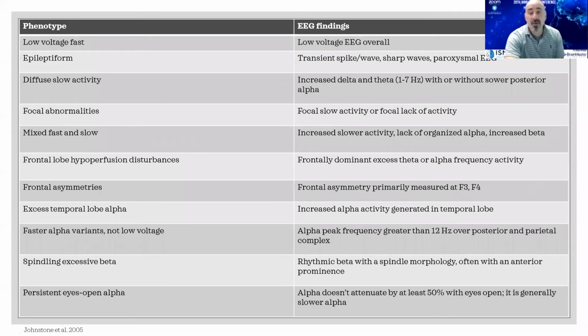So, in looking at these 11 phenotypes, and here they are: low voltage fast, epileptiform, diffuse slow, focal abnormalities, mixed fast and slow, frontal lobe hyperperfusion. This is very common with ADHD.